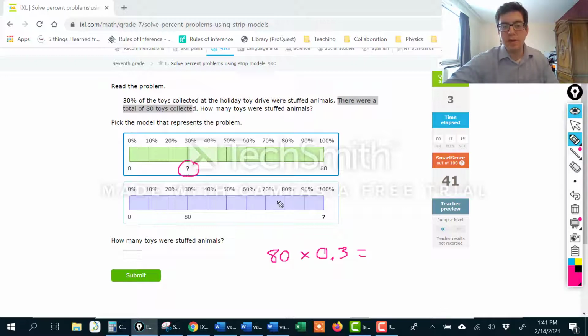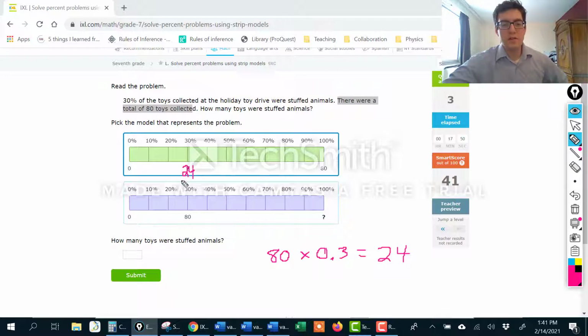If the question mark had been over here, then we would do 80 divided by 0.3 to find the whole. But if we're looking for the part, then we multiply, and we would get 240 there. I'm sorry, not 240, 24. So 24 out of the 80 toys collected were stuffed animals, and 24 is 30% of 80.